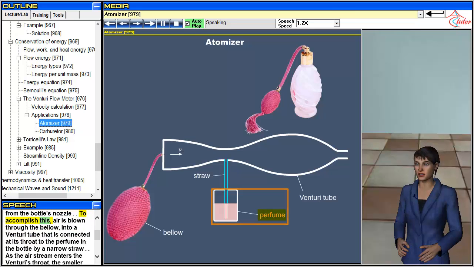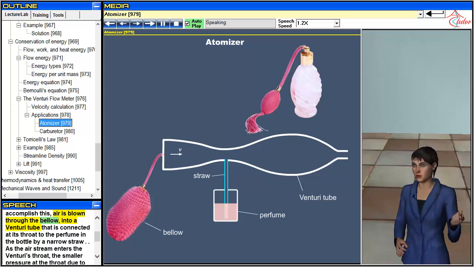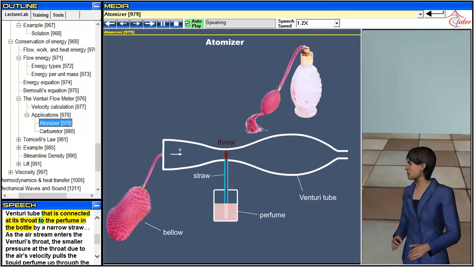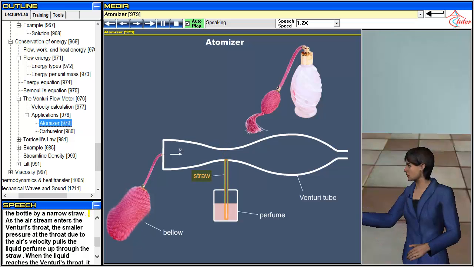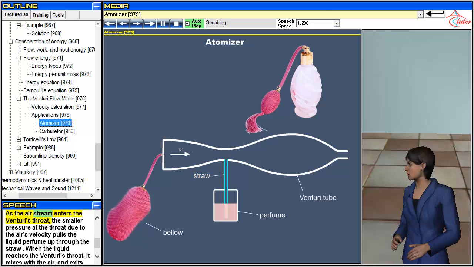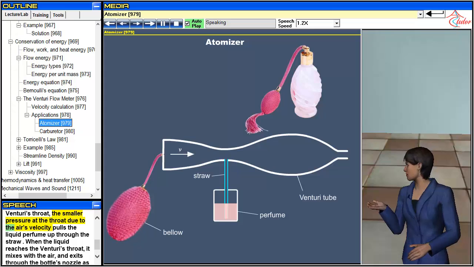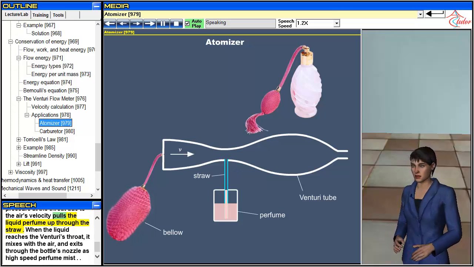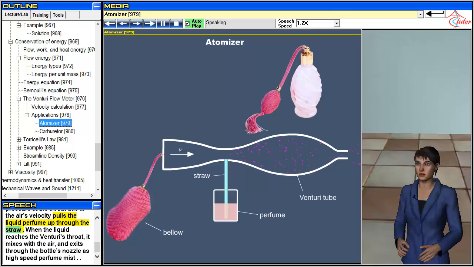To accomplish this, air is blown through the bellow into a Venturi tube that is connected at its throat to the perfume in the bottle by a narrow straw. As the air stream enters the Venturi's throat, the smaller pressure at the throat due to the air's velocity pulls the liquid perfume up through the straw. When the liquid reaches the Venturi's throat, it mixes with the air, and exits through the bottle's nozzle as high-speed perfume mist.